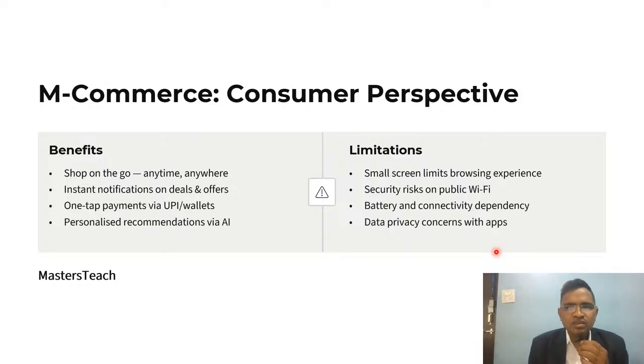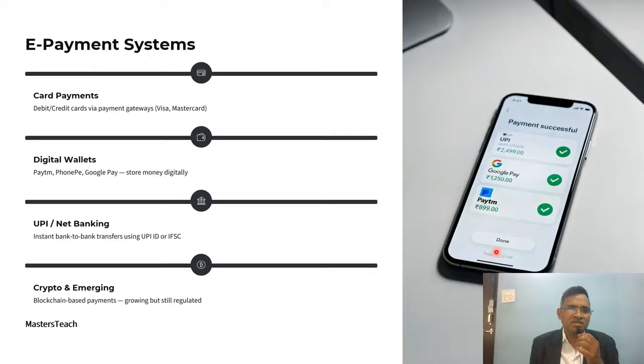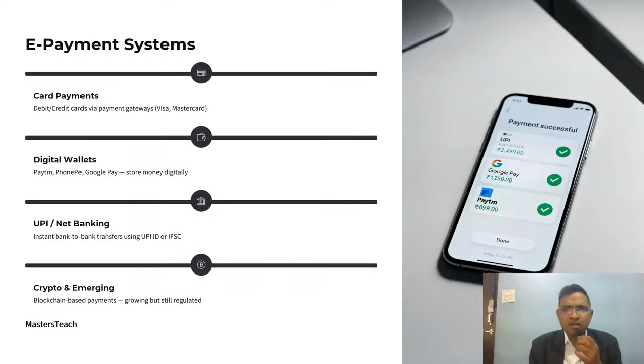Then the e-payment system, using debit card, credit card and so on. Then digital wallets, PhonePe, Paytm, Google Pay, something like that. Then UPI, where you can do transactions instantly. You can also use crypto and emerging options. These are the payment systems.